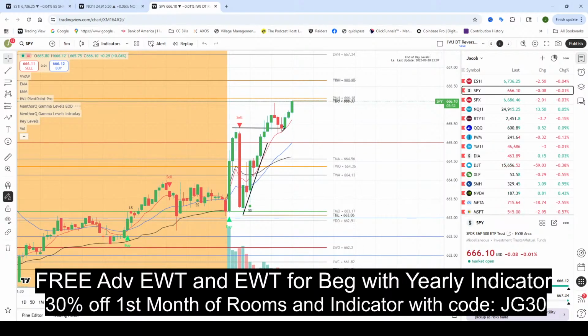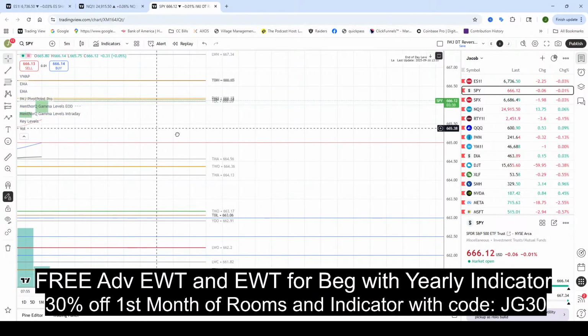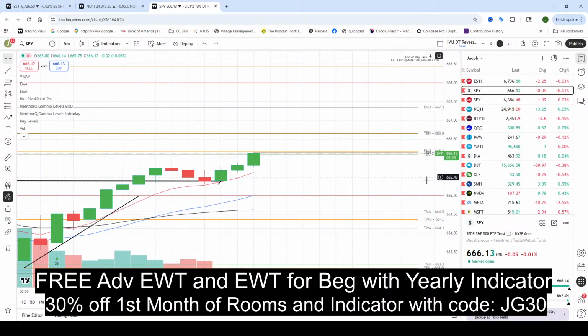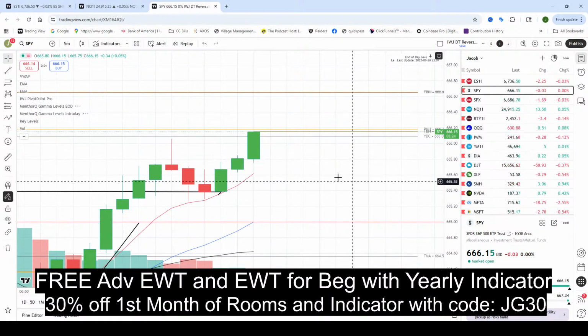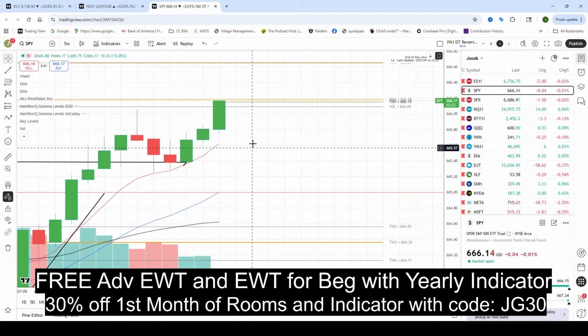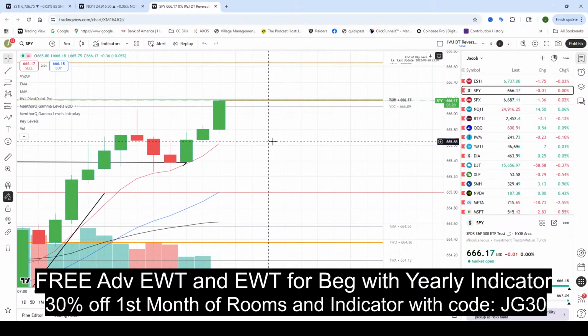All right, looks like they got the gap closed. Let me get zoomed in here. I am on the 5 minute. Okay, yeah, they got the gap closed. They're going for the pre-market high now. We'll see how they react there.